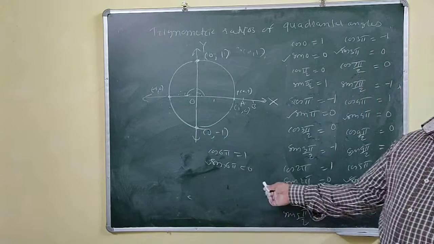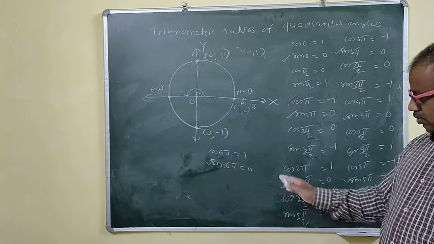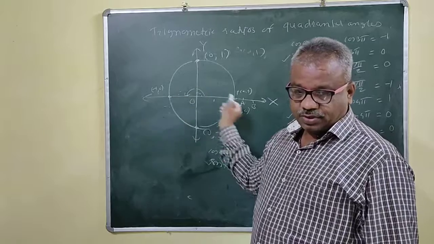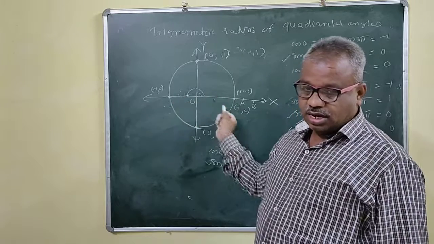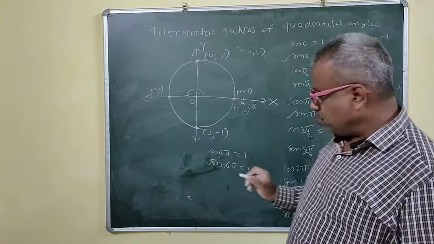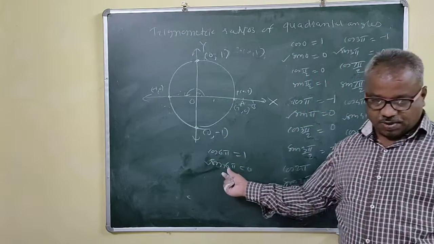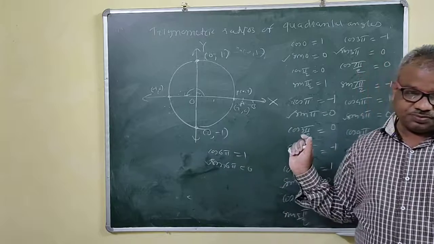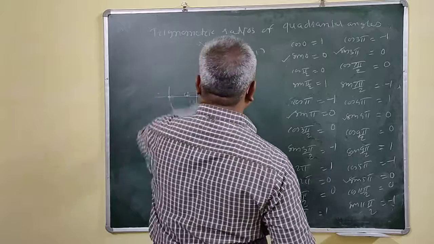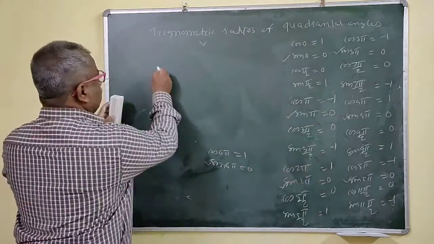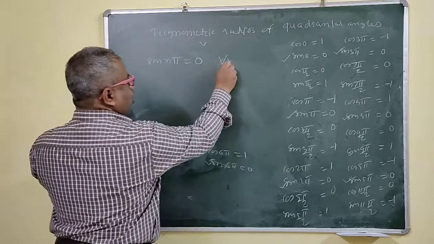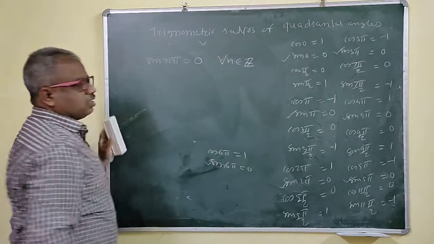That means sine of a multiple of pi is 0. Right? Sine of any multiple of pi is always 0, because you are on the x-axis. You are on the x-axis. Right? So on the x-axis your y coordinate is 0. That means sine of a multiple of angle pi is always 0. Right? So you can write here what? We can write the formula: sine of n pi is always 0 for all n belongs to Z. This is the formula.